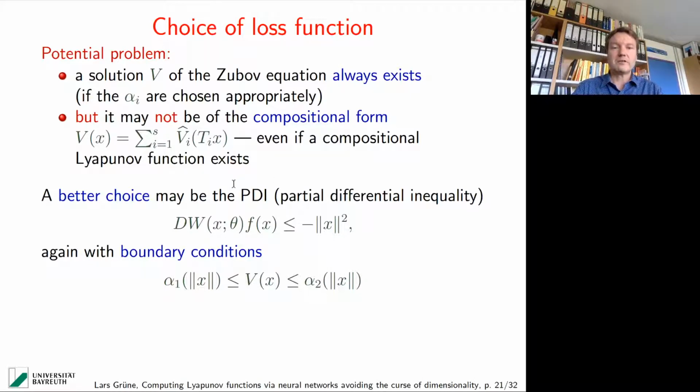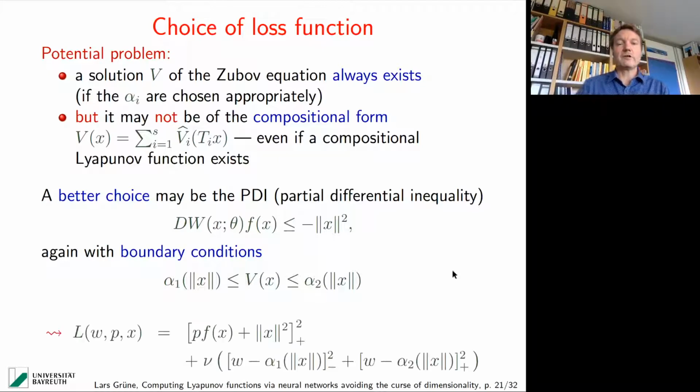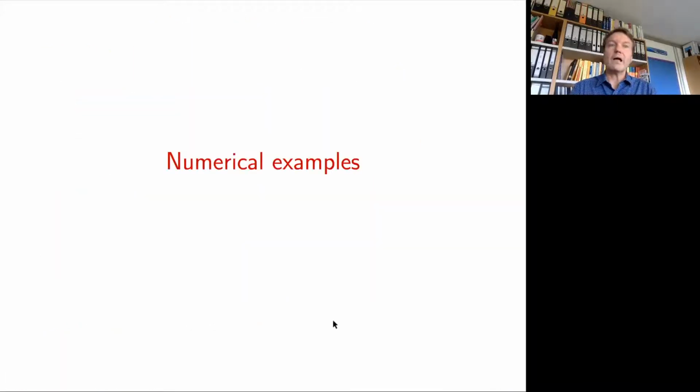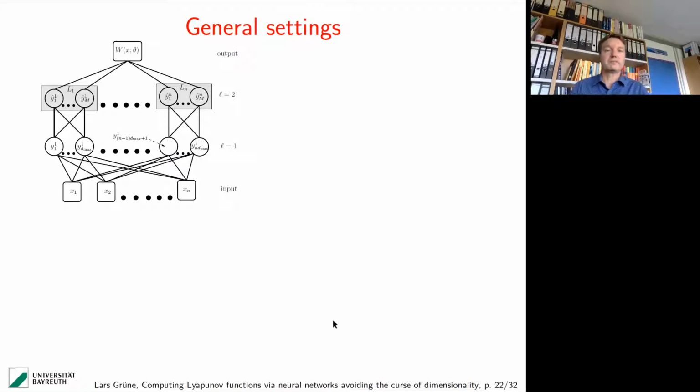So instead of solving a PDE, we can solve a PDI, partial differential inequality, where we only require less or equal, which is somehow more natural anyway, right? Because this is basically more or less what the definition of the Lyapunov function demands. And the only change in the loss function is that instead of penalizing this term directly, we now take only the positive part of this expression here and then square it. How does this perform? Here are some numerical examples.